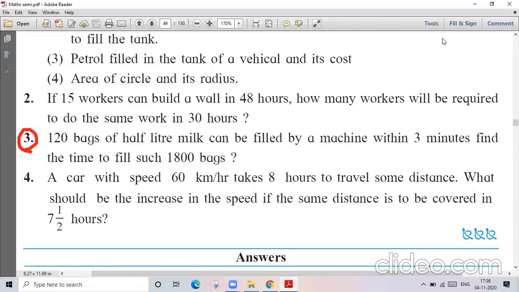Yes. So this is direct variation. लक्षात द्या, डायरेक्ट व्हेरिएशन आहे. Because 120 bags fill करण्यासाठी you require 3 minutes. So the number of bags increases to 1800, so obviously the number of minutes required to fill those bags will also increase. तर तुम्हाला परत नवीन स्क्रीन चालू करून दाखवतो.